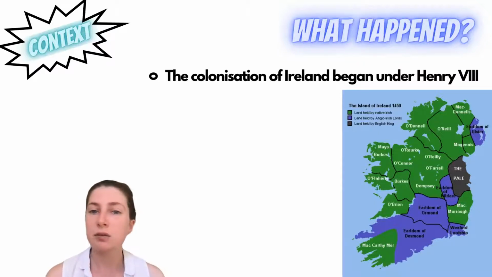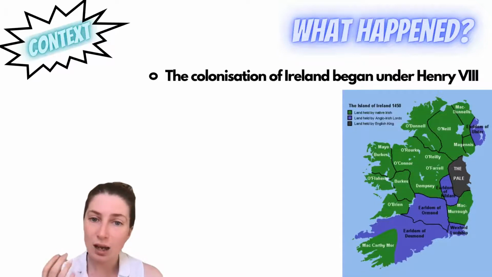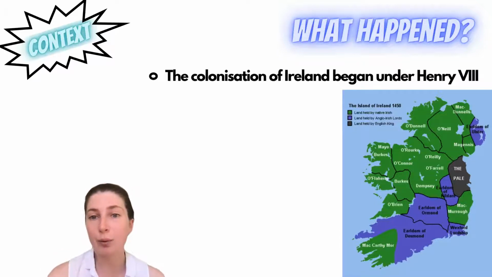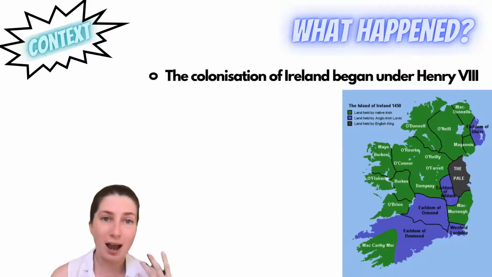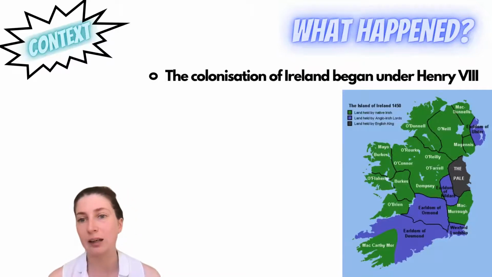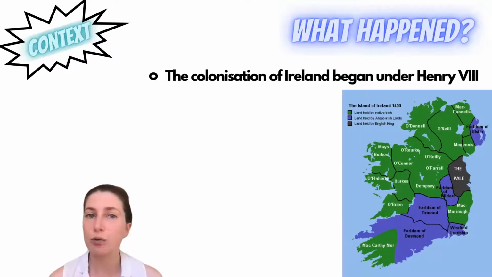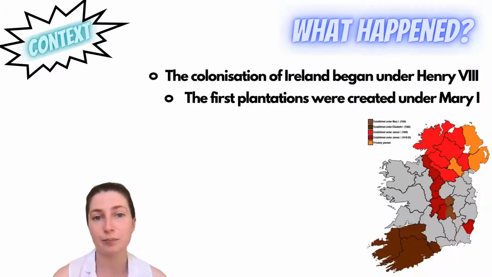Henry VIII really started the idea of the colonisation of Ireland. He was the first person to declare himself the King of Ireland. As you can see by this map, Ireland was really divided by this point. We've got land held by native Irish lords, Anglo-Irish lords, and the English king. The English king really did not have that much control beyond an area called the Pale.